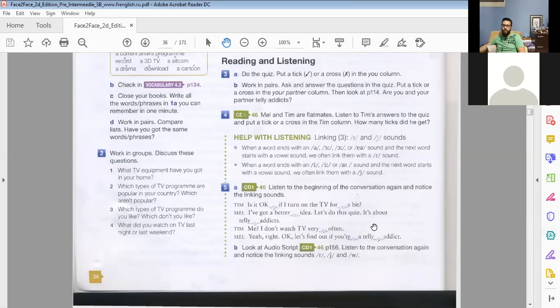Yes. So I'm going to play track 46 again. I want you to listen to the first part of the conversation, just the first part, okay? And I want you to see how they link the R, how they link the Y sound, and also listen to how they link the W sound we talked about earlier. Remember the W sound, when we link, the W sound comes out. All right, so let's go to track 46.